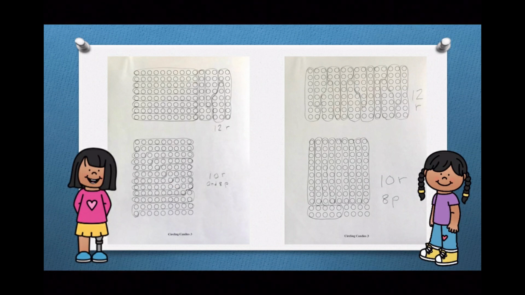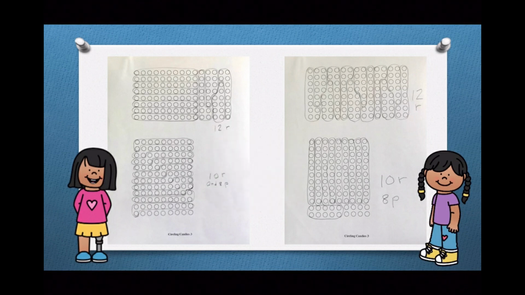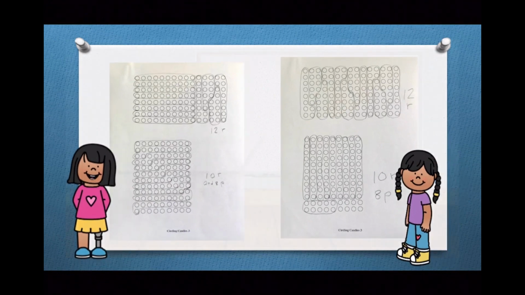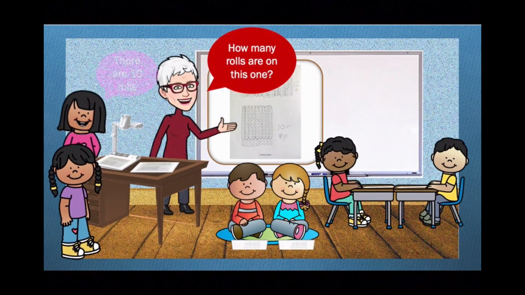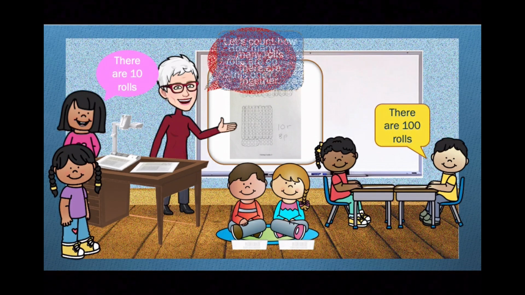The focus of the discussion is not on how the circling was done, but rather on how many rolls there are after packing. And once again, the issue that arises in the discussion is to clearly distinguish the number of rolls from the quantity in the rolls. In the second task on this page, there are 10 rolls after packing. But it is not uncommon for more than a few children to say that there are 100 rolls.